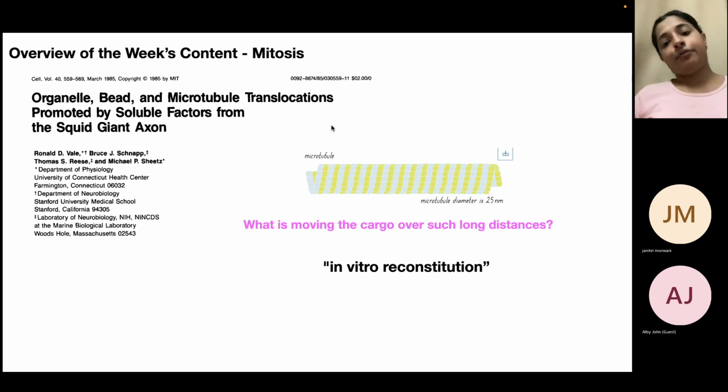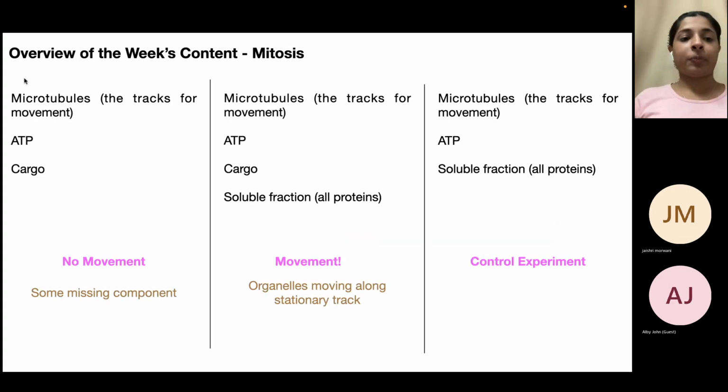In this process, he identified that microtubules are what the cargo moves along, and hence he designed his first experiment, wherein he took microtubules and purified them. They were considered to be the tracks for the movement. Then, of course, you need energy to transport anything across the cell. So he added ATP, and finally the cargo. If only cargo and microtubule interaction was necessary for movement, he would have seen movement within the test tube, but he did not see any movement. So he concluded that there is something missing here.